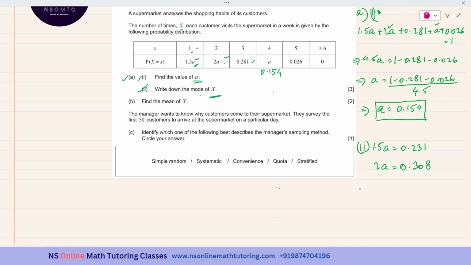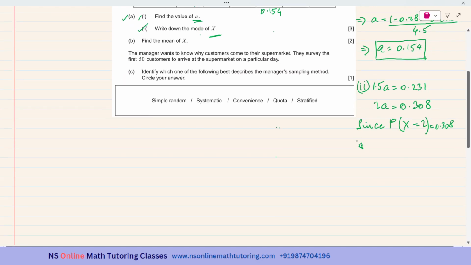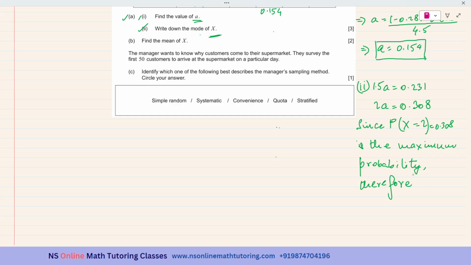Since P of X equal to 2 is 0.308, which is the maximum probability, therefore the mode of X is equal to 2.